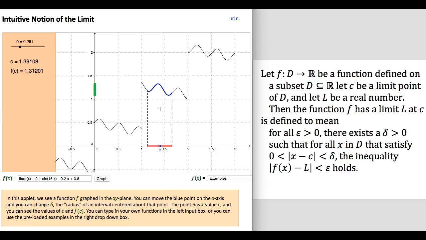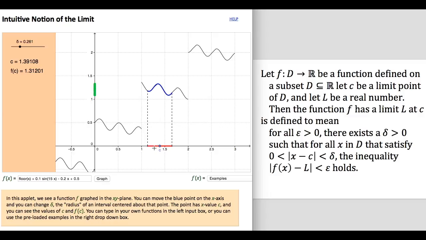So C does give me some sort of limit, and so that limit is an output. So that limit's a y value. It is defined to mean for all epsilon greater than 0, there exists a delta greater than 0, such that for all x in D. So we have this epsilon and delta.